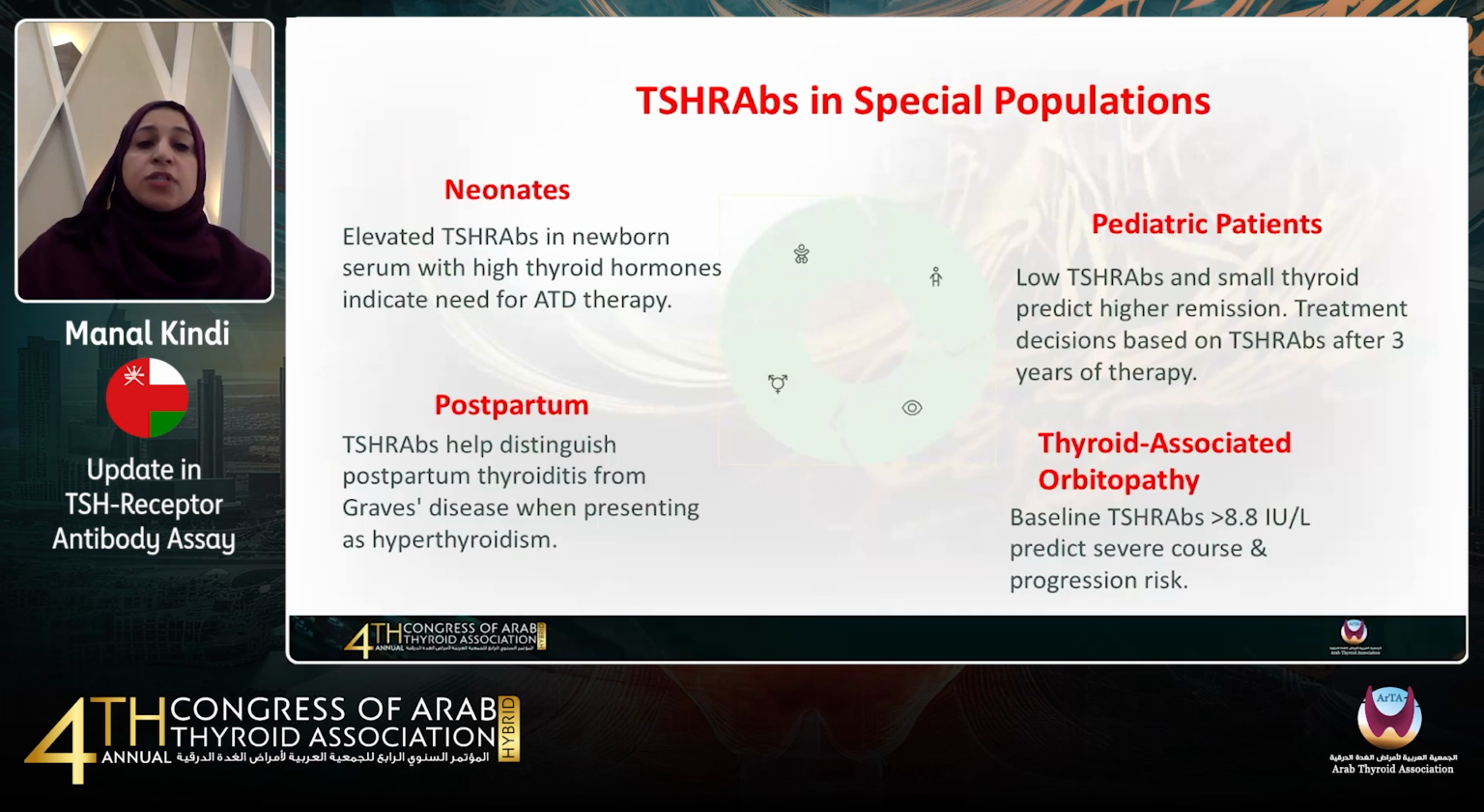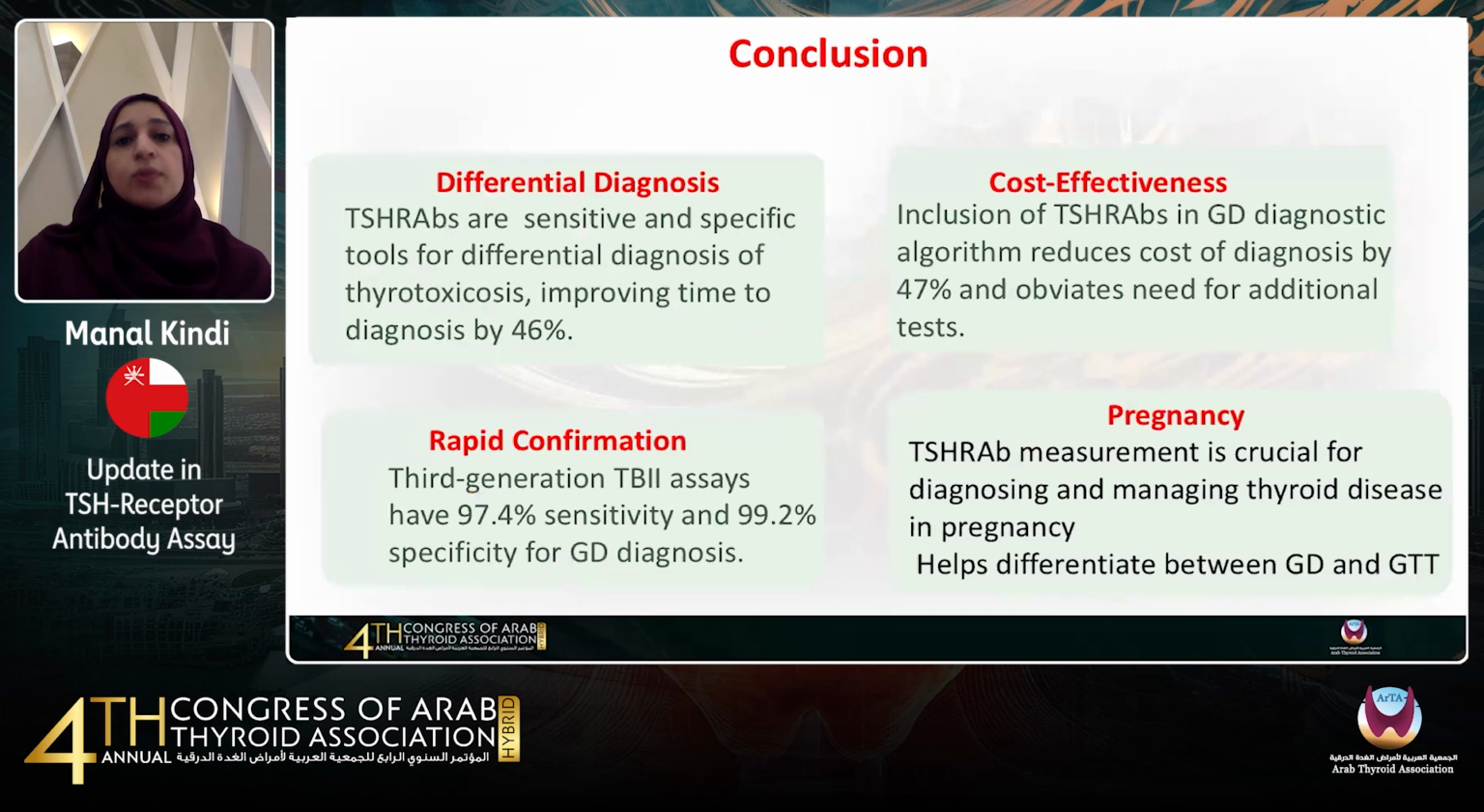Postpartum, TSH receptor antibodies help to distinguish postpartum thyroiditis from Graves' disease when presenting as hyperthyroidism. And again, it helps in thyroid-associated orbitopathy. If you have a baseline TSH receptor antibodies level more than 8.8 international units per liter, that predicts a severe course and progression risk. So to conclude, TSH receptor antibodies are a sensitive and specific tool to differentiate the diagnosis of thyrotoxicosis.